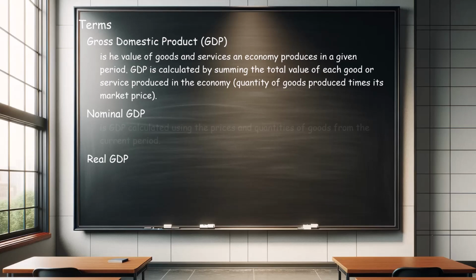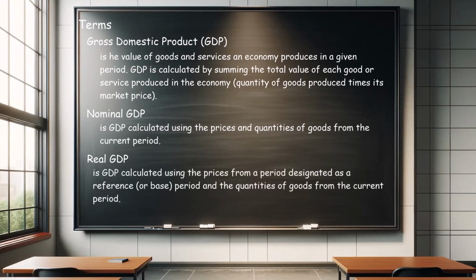Nominal gross domestic product, or GDP, is GDP calculated using the prices and quantities of goods from the current period. For example, if an economist is calculating nominal GDP for 2023, she would use prices and quantities from 2023.